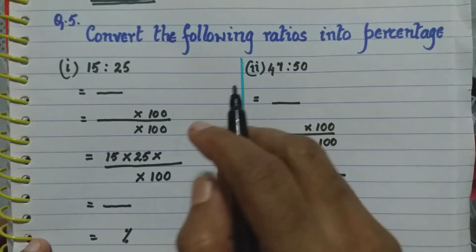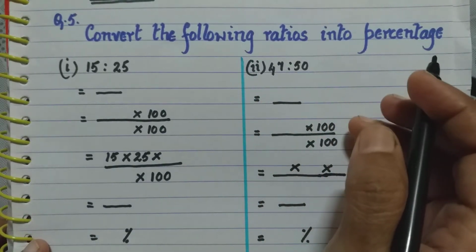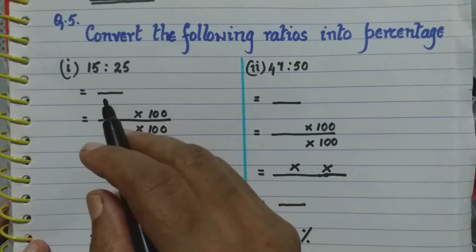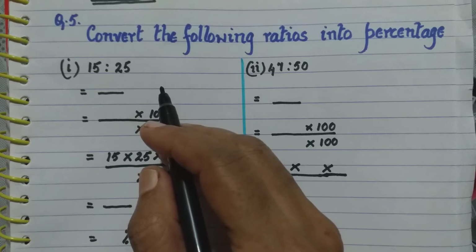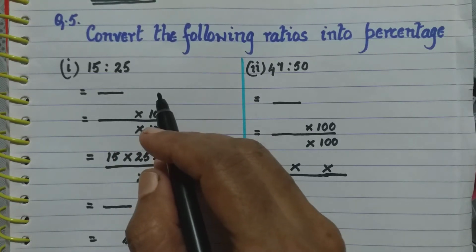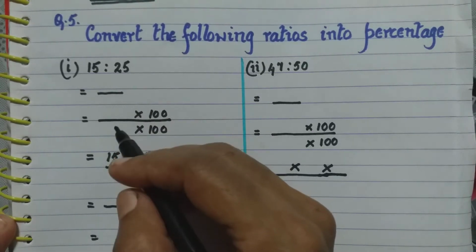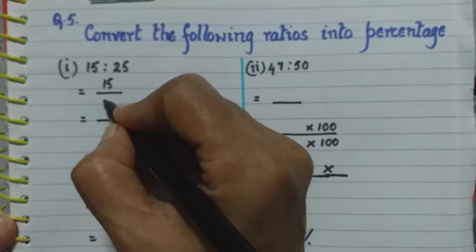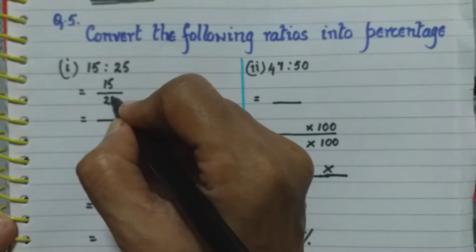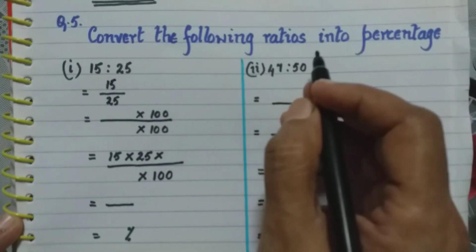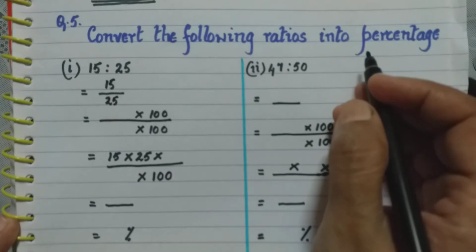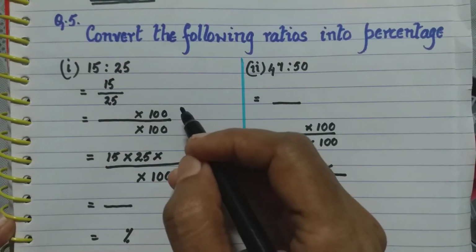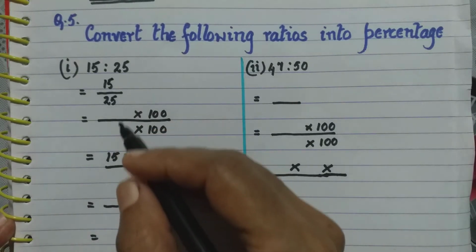Question 5. Convert the following ratios into percentage. The first sub-question, the ratio given is 15 is to 25. Now when we convert it into percentage, first we write it in the form of a fraction, that is 15 upon 25.